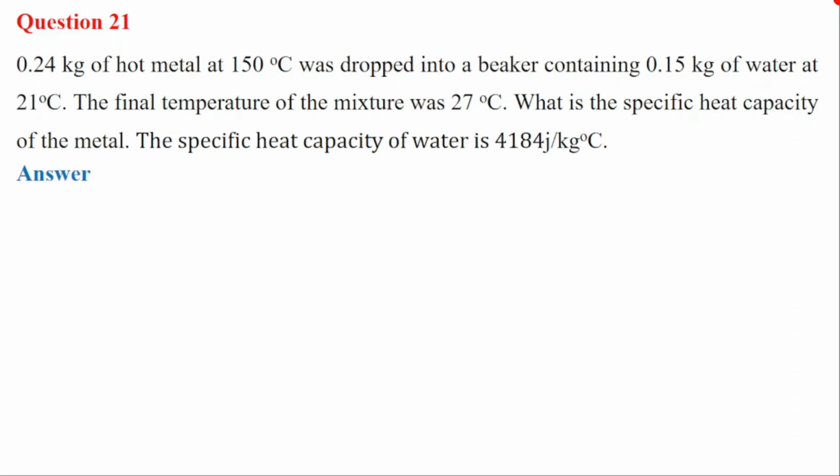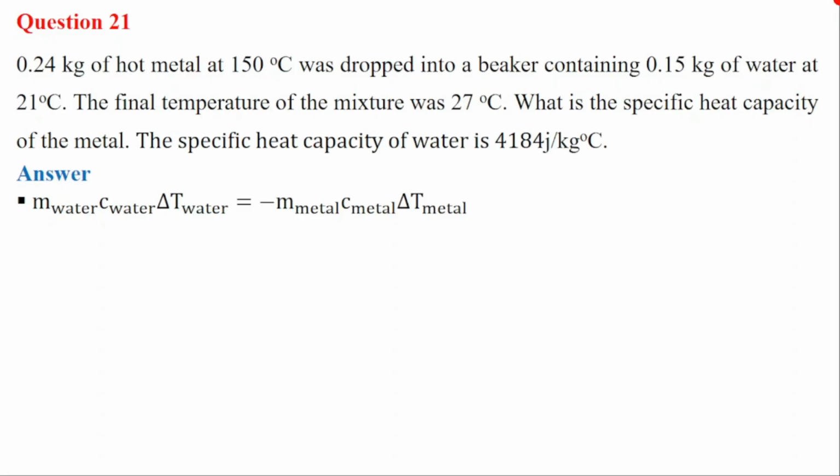Let's see the answer. We have a metal which is hot at 150 degrees Celsius, and the water which is not hot, at 21 degrees Celsius. There will be a flow of heat from the hot metal to the water. That means the heat gained by the water will be equal to the heat lost by the metal. The metal will lose the heat and water will gain the heat.